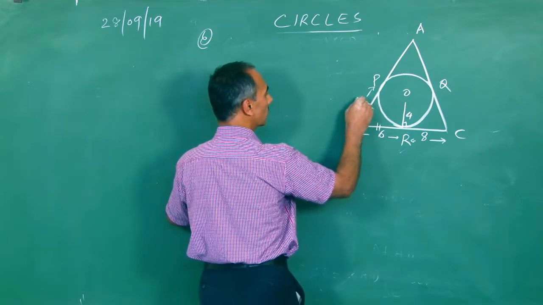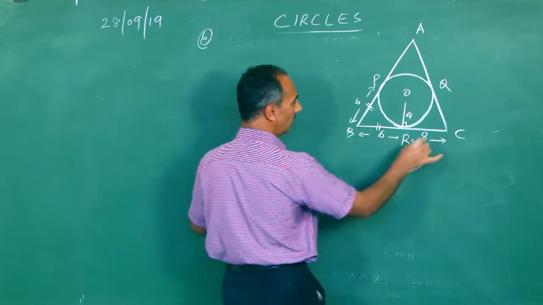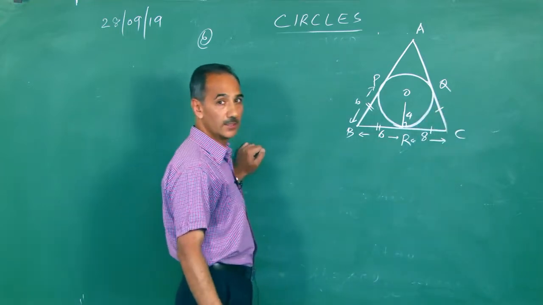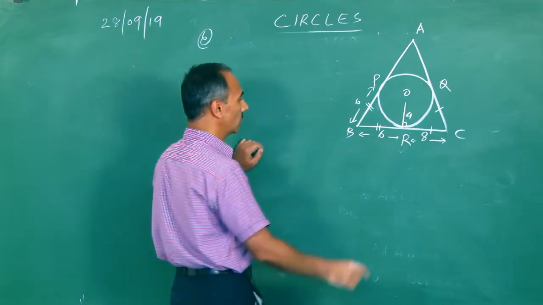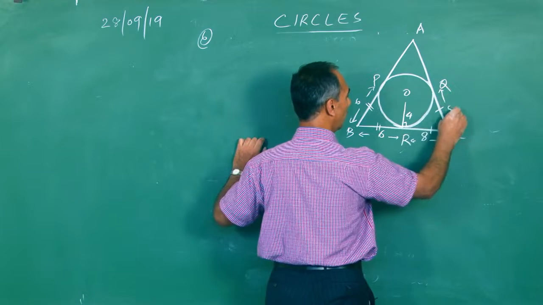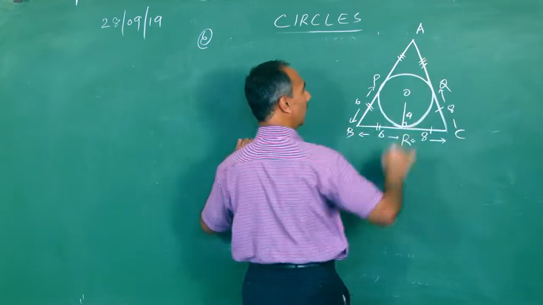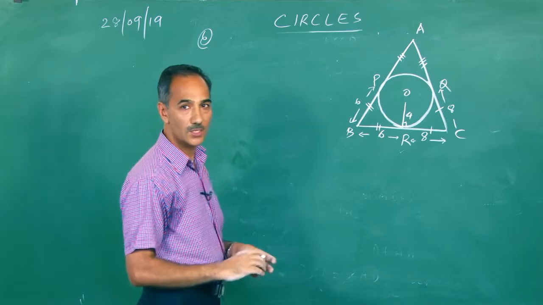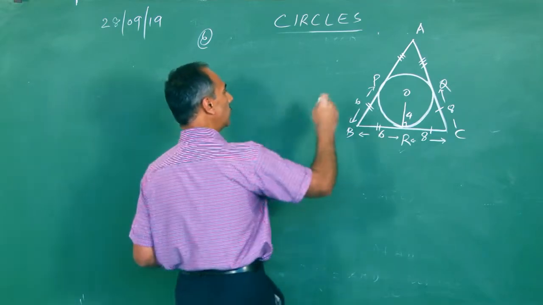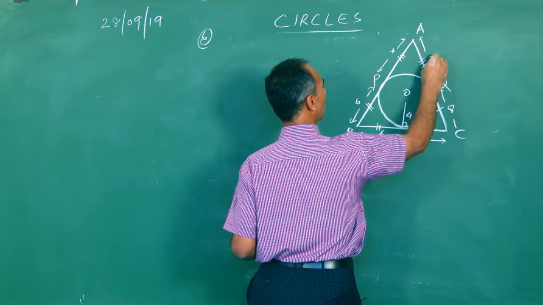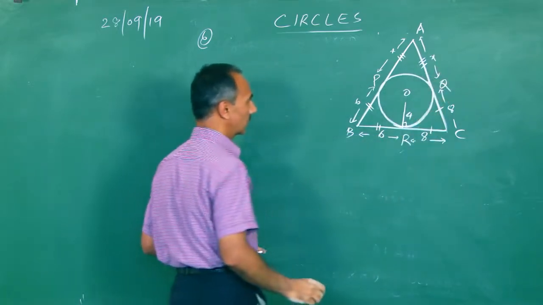So this length is also 6. Same goes to this. CR is equal to CQ. Why? Tangents from external point. So if this is 8, this is also 8. Now AP length is equal to AQ length. Tangents from external point. Let me take AP as, for example, X, and same is for AQ, that is X.